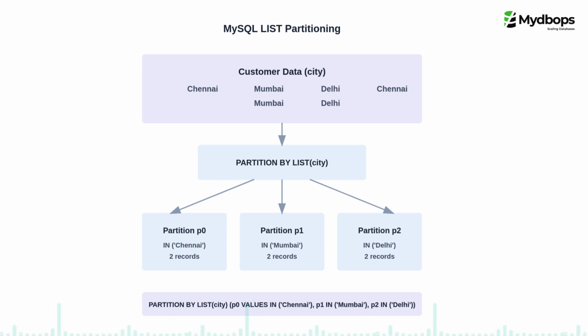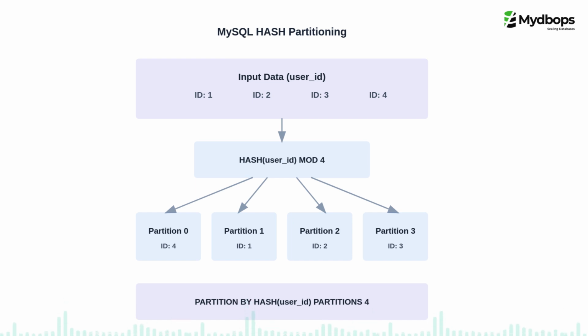So what about data that doesn't fit into ranges or lists? Let's say you're working with something like user IDs, where there's not really a pattern. That's when hash partitioning comes in handy. It automatically distributes your data evenly across different buckets, and that helps prevent hotspots. Hotspots are basically areas of the database that get way more traffic than others, and that can really slow things down. Hash partitioning helps us avoid that by making sure the data is spread out.